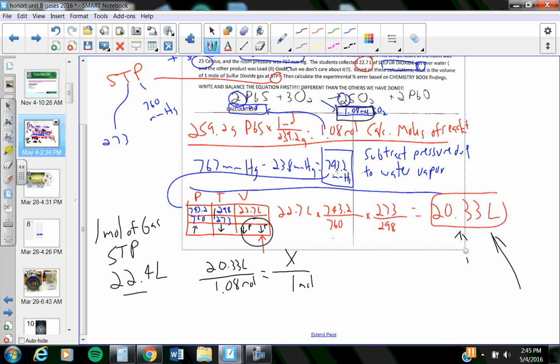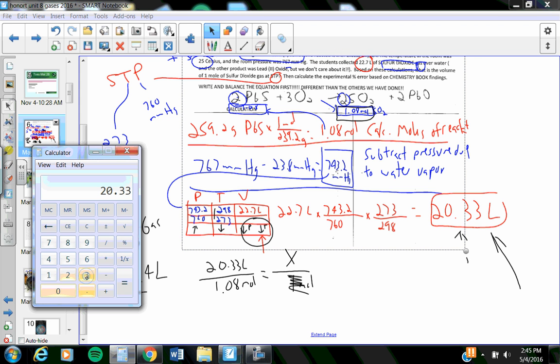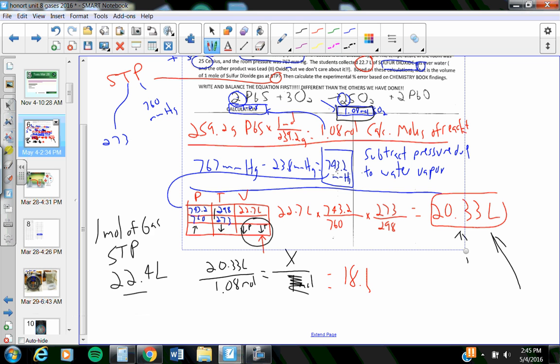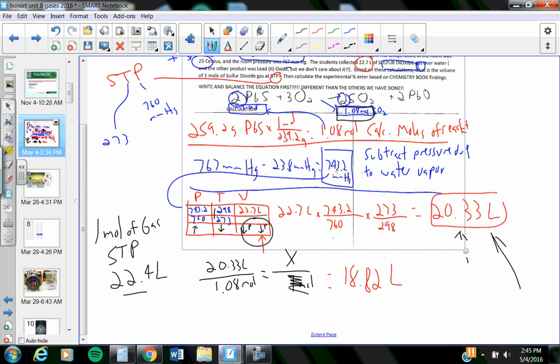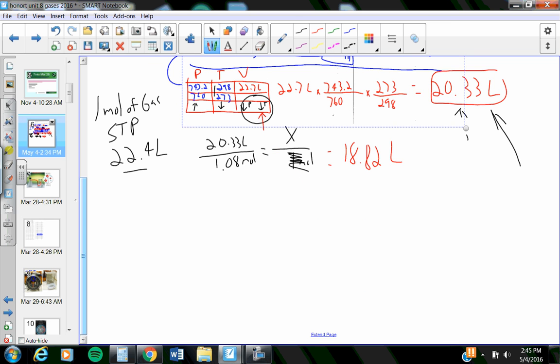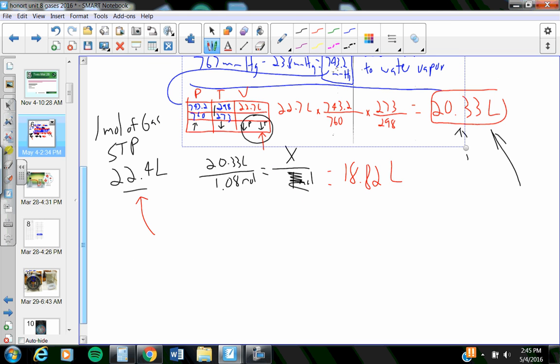And it's kind of like a cross multiply. But technically, this is over 1. So x is simply equal to 20.33 divided by 1.08, which equals 18.82 liters. So, had we had just 1 mole of the lead sulfide, we didn't, we had 1.08, but had we had 1 mole, it would have only occupied 18.82 liters. But scientists tell us it was supposed to occupy 22.4 liters.